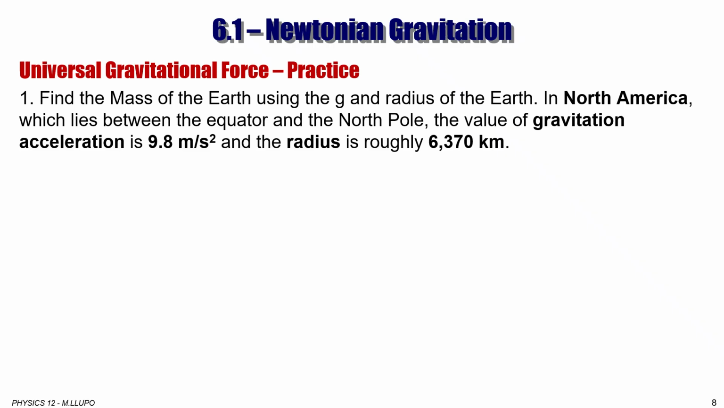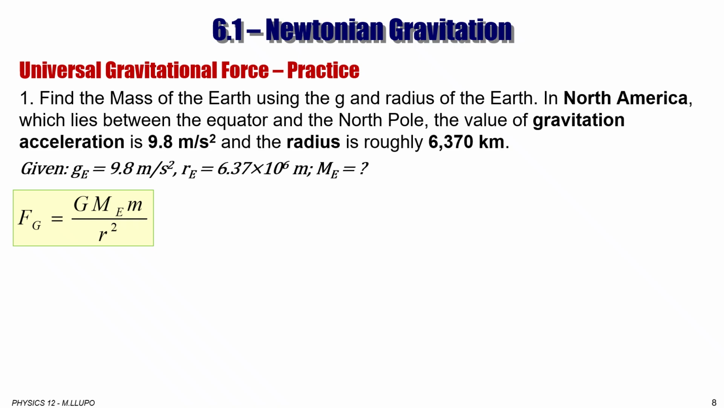Universal gravitational force practice. Find the mass of the Earth using the gravitational acceleration, which we already use, which is 9.8 meters per second squared, and the radius of the Earth at a certain location. For example, in North America, which lies between the equator and the North Pole, the value of the gravitational acceleration is 9.8 meters per second squared, and the radius is roughly 6,370 kilometers. So given here are gravitational acceleration and radius. Find the mass is required.